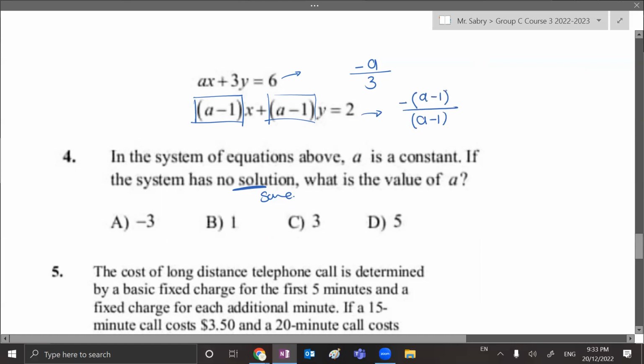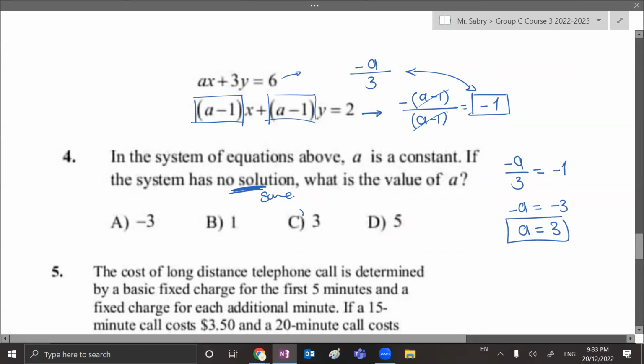Now, anything divided by itself cancels out, it would be 1. So the slope here is negative 1 for this equation, which means because they have no solution, they have the same slope. These two are equal to each other. So I can say that negative a over 3 is equal to negative 1. Which means that negative a is equal to negative 3. So positive a is equal to positive 3. And the answer is C. Does that make sense?